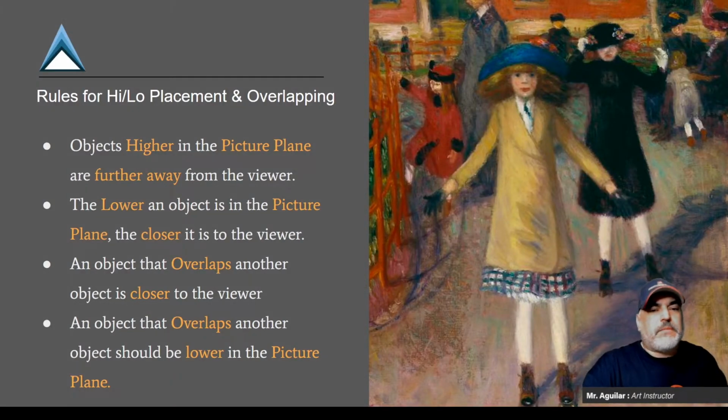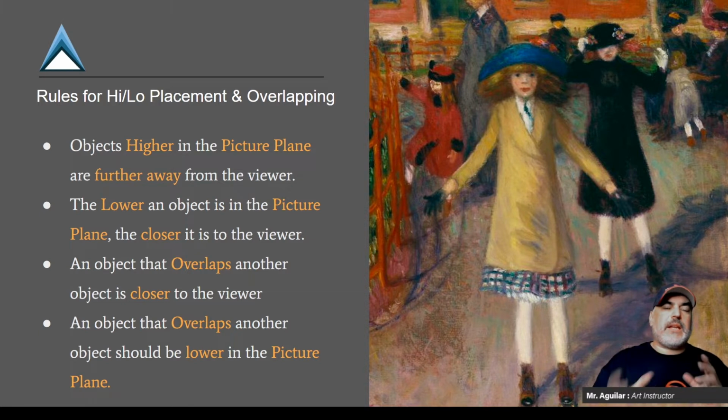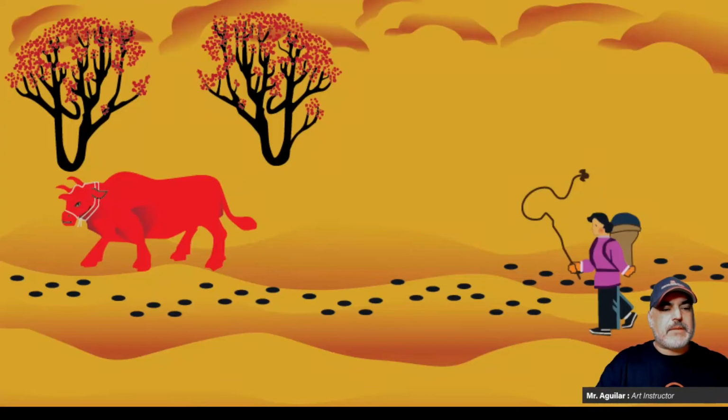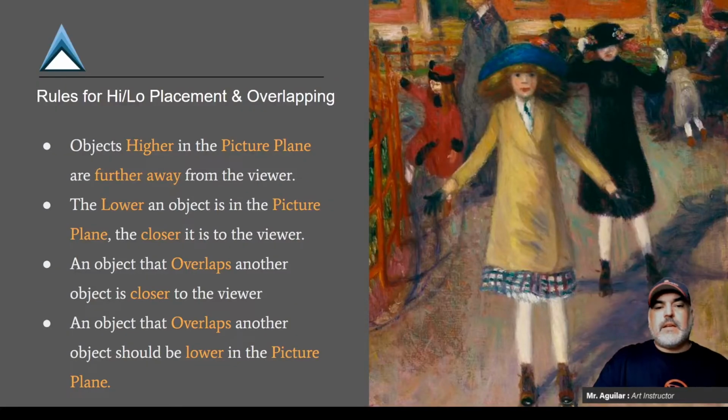Okay, so rules for high-low placement and overlapping. These are rules you have to keep in mind if you're doing an illustration or a painting or a drawing and you're using high-low placement and overlapping. The first one: objects higher in the picture plane are further away from the viewer. The lower an object in the picture plane, the closer it is to the viewer. An object that overlaps another object is closer to the viewer. An object that overlaps another object should be lower in the picture plane.